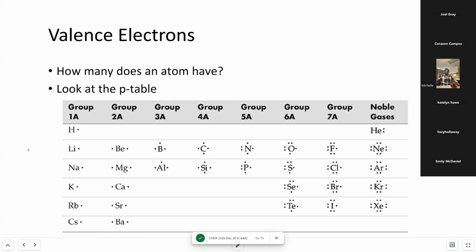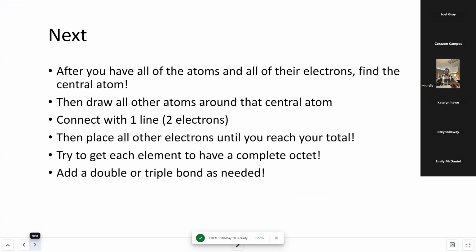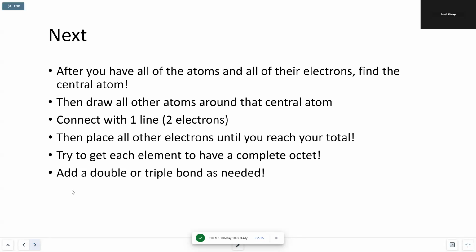What I've got planned for today is going through the process of drawing a total of 4 different molecules. We have to identify all the atoms and all of those electrons, and then find the central atom. Draw those atoms outside of your central atom, and then connect them with one line to represent 2 electrons or 2 lines to represent 4 electrons. Place all the other electrons until you reach your total, and then try to get each element to have a complete octet if it needs an octet, or as long as it doesn't exceed the octet. We're also going to add double and triple bonds as needed.